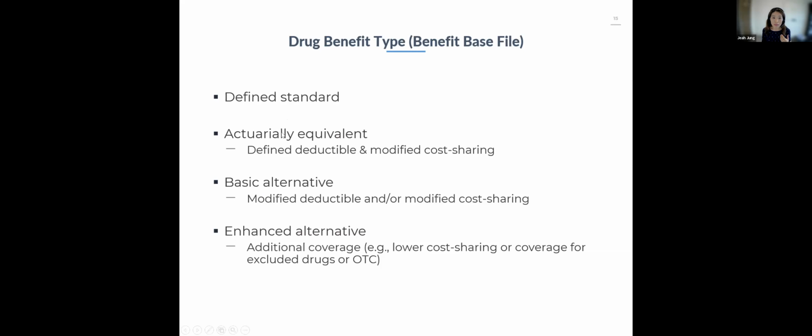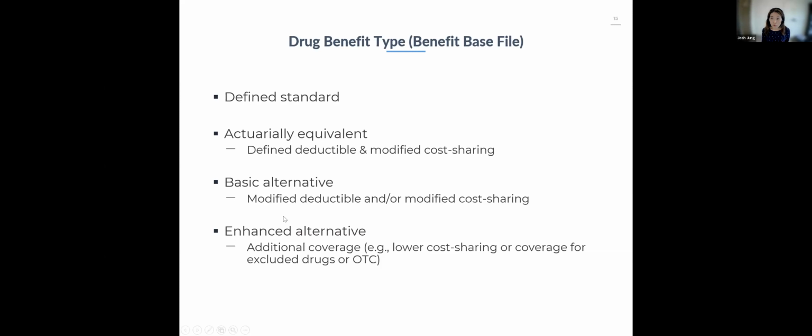However, they deviate a little bit from this. The plans modified the benefit scheme. So they may have lower, reduced deductibles, and they don't have a 25% co-insurance. Instead of co-insurance, they use a co-payment, and they develop some tiered benefit structure. So those plans are in here, whether it's actuarially equivalent or basic alternative.